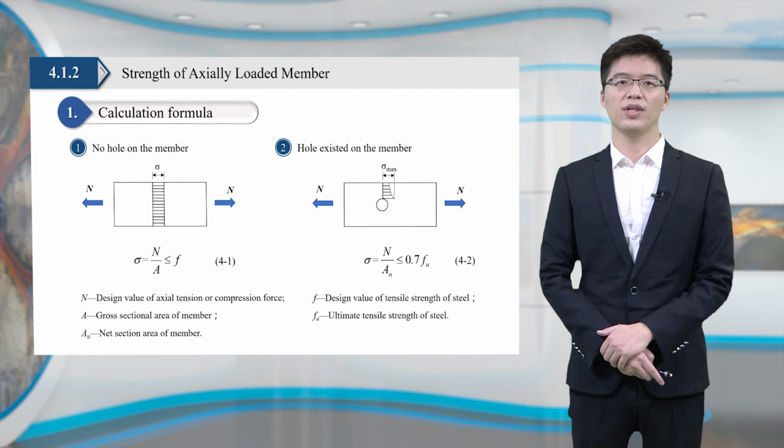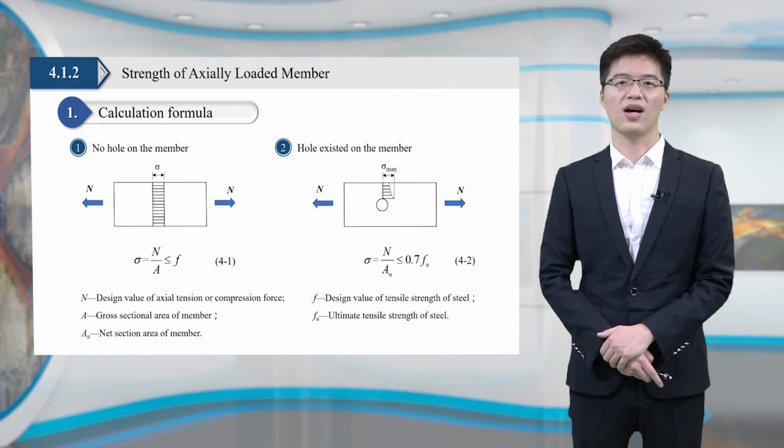When the axially loaded member has no holes in it, we can use equation 1 to determine the cross-section yielding strength of the axially loaded member. In equation 1, N is the design value of axially loaded tension or compression force, and A is the gross section area of the member. f is the design value of tensile or compressive strength of the steel.